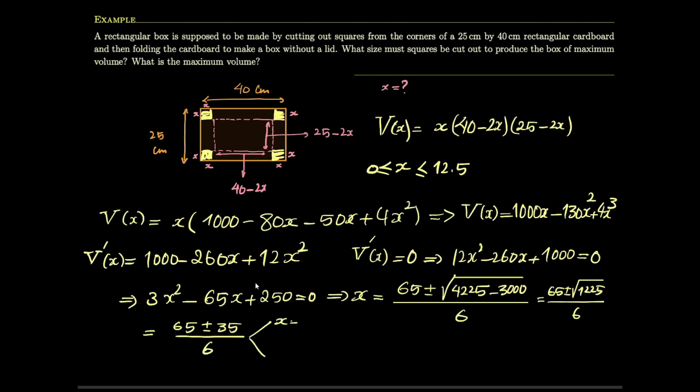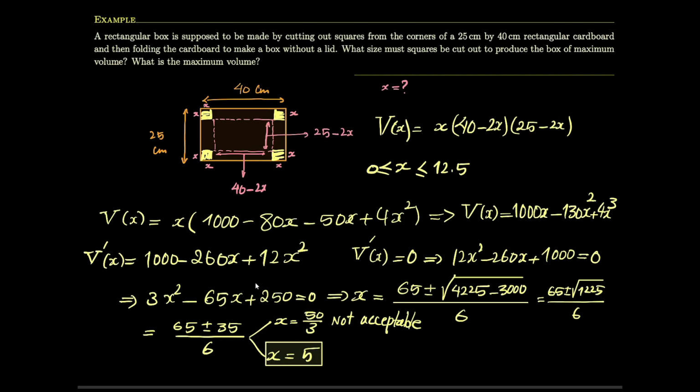One answer is 100 divided by 6, which is 50 divided by 3. Is it acceptable? Fortunately not, because that would be problematic, you know? This number does not lie here. So we throw that away. So not acceptable. And then the other one is 30 over 6, which is 5. And this one is acceptable.